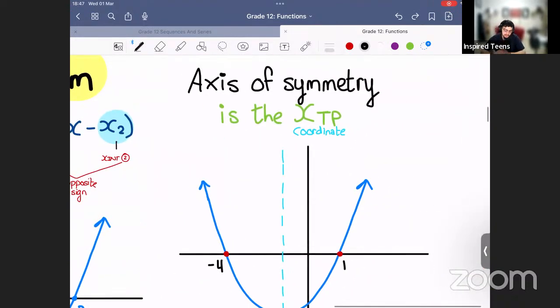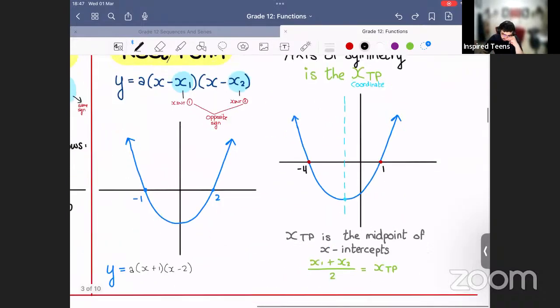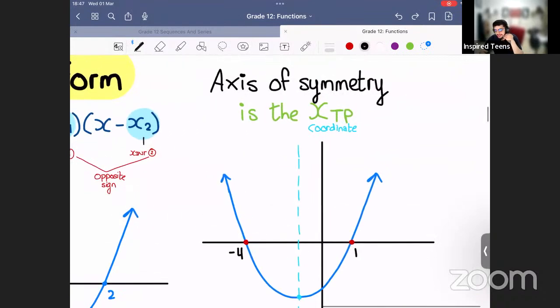Axis of symmetry is the x turning point coordinate. This is really important and they utilize it quite a lot. As you can see, I'm taking my time to go through the basics, because these basics are important and the fundamentals for the harder stuff. A lot of these basics, maybe we underestimate them, but we really need to know them well if we want to do well in functions. So axis of symmetry is the x turning point coordinate.